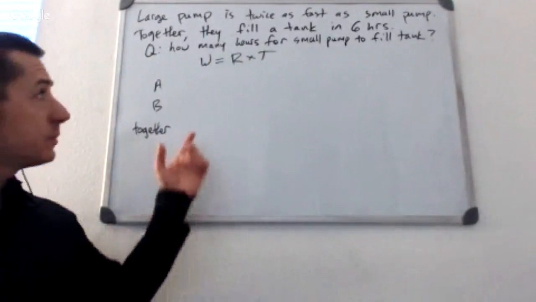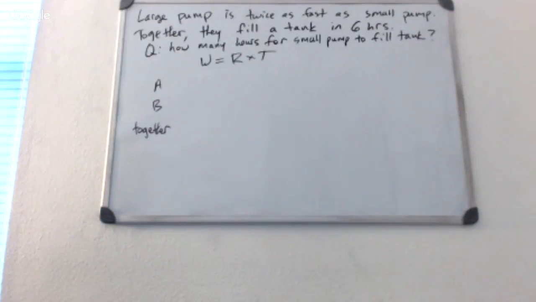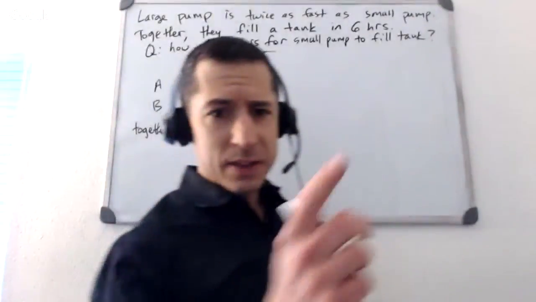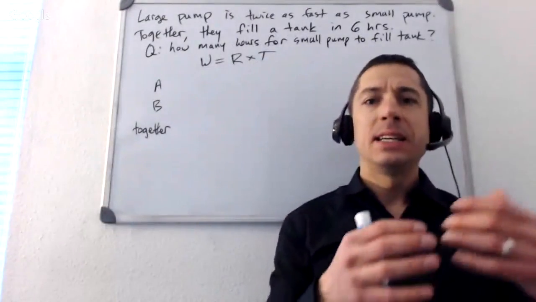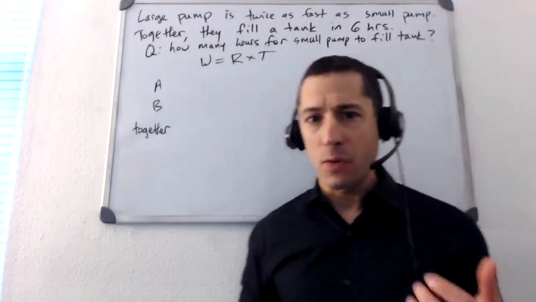Okay, on to the algebra here on the rate question. Here's the key. Once again, the principle that we illustrated on the last one, the idea behind what's going on with these rates: two things are working together, you're going to add their rates together.